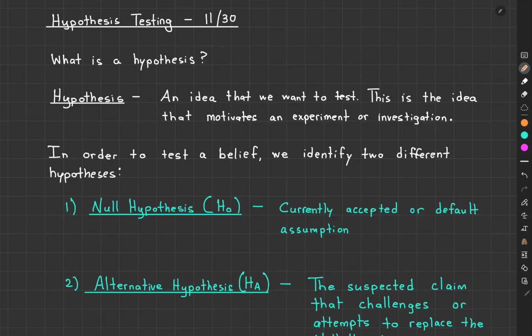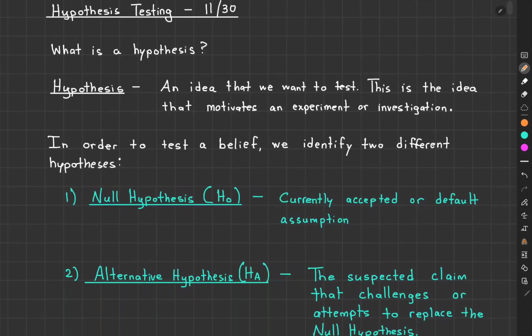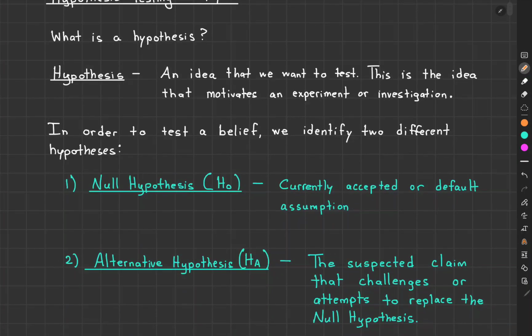Now in statistics, in order to test a belief, we're first going to identify two different hypotheses. The first is known as the null hypothesis. This is your currently accepted belief or your default assumption. This is your sort of status quo, so to speak. And we denote this with H sub 0. This is a symbol for null hypothesis.